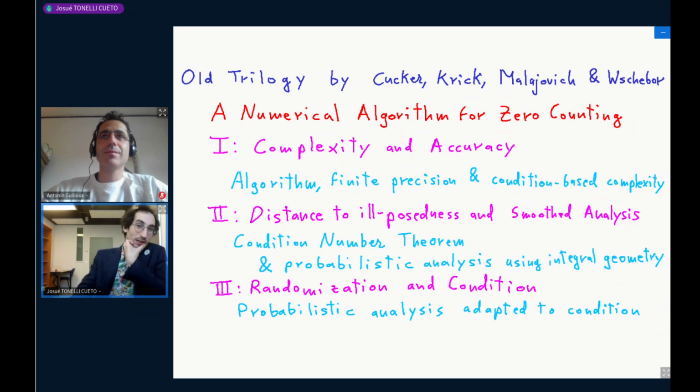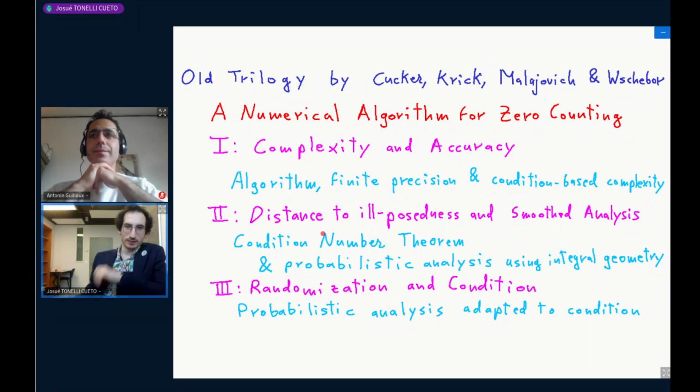So this is "A Numerical Algorithm for Zero Counting, I: Complexity and Accuracy." In this one, they propose the algorithm, they do the finite precision analysis, and then they do the condition-based complexity. Then in the second part, "Distance to Ill-posedness and Smoothed Analysis," they do the condition number theorem.